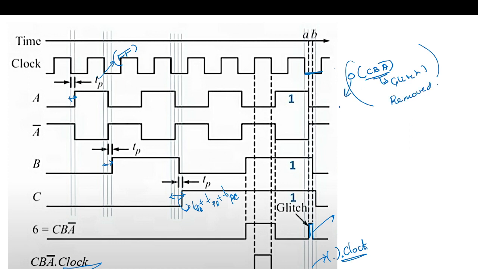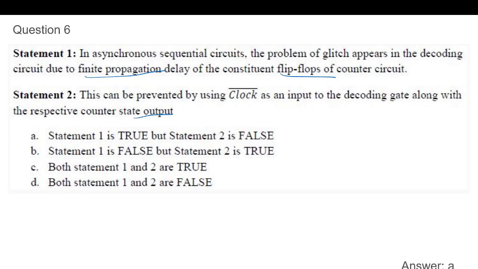This is clock. So it should be clock, not the clock bar, and it is in the asynchronous sequential circuits only, and it is due to the finite propagation delay. So Statement 1 is true and Statement 2 is false.